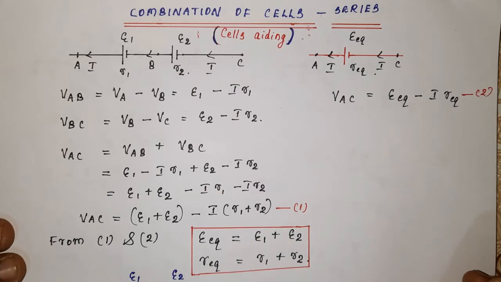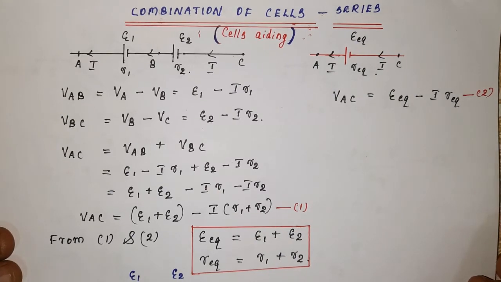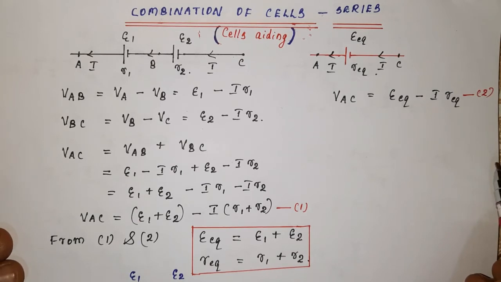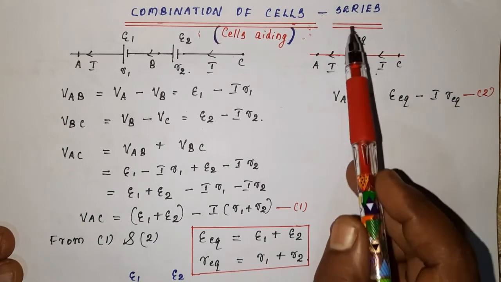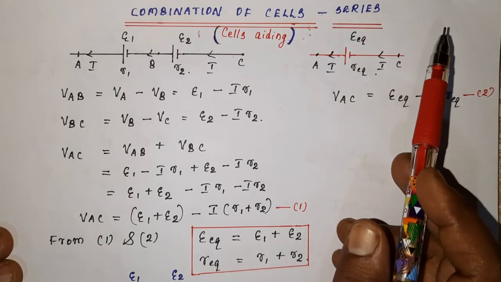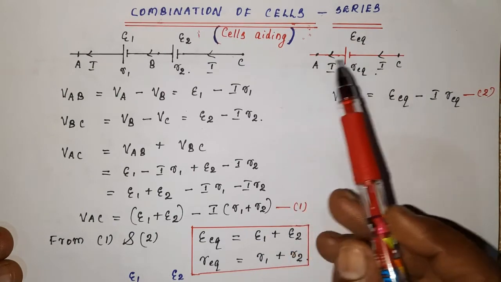Now we will discuss combination of cells. That means, as we discussed the combination of capacitors and resistors, we can connect the cells either in series or in parallel. First, let's consider series combination of two cells.